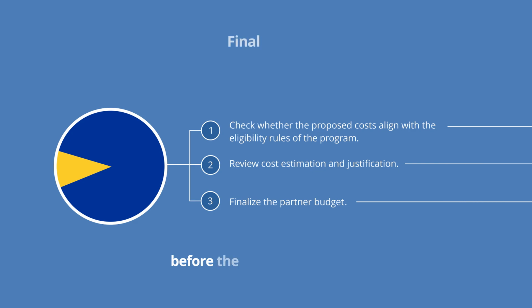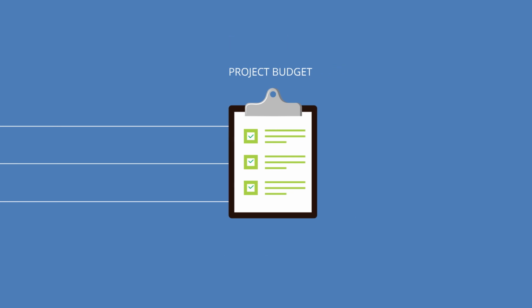After the co-financing is clarified and secured, then the budget is almost ready. You need to make a list of final tasks and must finish everything before the project submission deadline. 1. Check whether the proposed costs align with the eligibility rules of the program. 2. Review cost estimation and justification. 3. Finalize the partner budget. At this point, it looks like your project budget is well developed and justified.